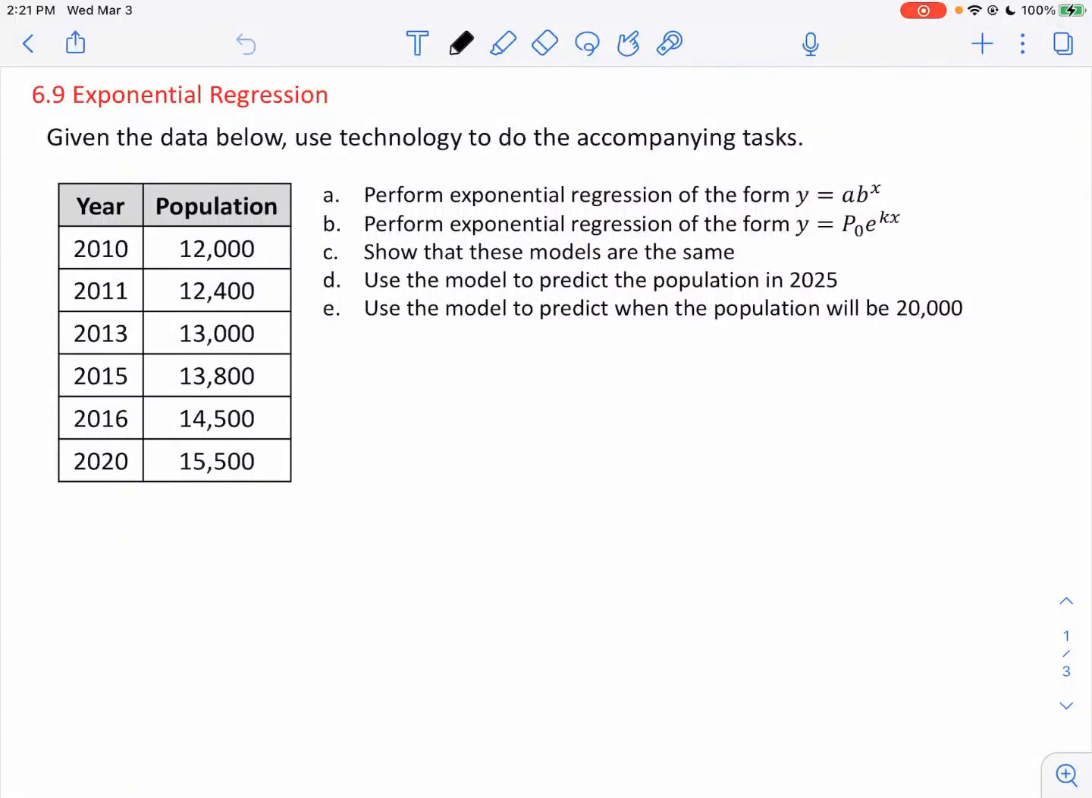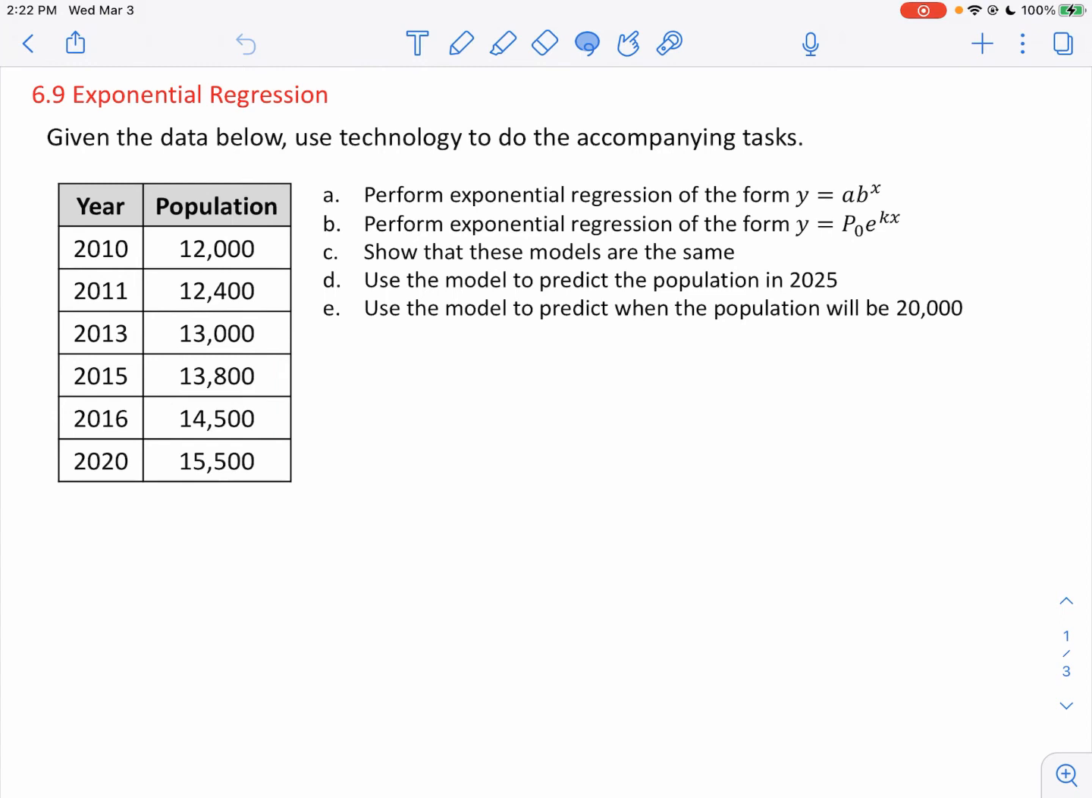Hello students, 6.9 is exponential regression. Given the data below, use technology to do the accompanying tasks. So we have this table here that is recording the different years from 2010 through 2020, but not all of those years in between, and the population of some town, we'll say.